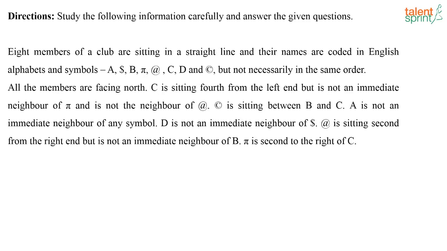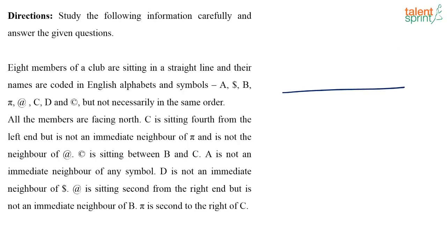Only thing that they have done here is, instead of giving names like A, B, C, D, E, F, they have given some people's names as A, B, C and so on, and some people's names as dollar, pi, at the rate of, that's all. So read this question, try out the arrangement and tell me if you are done. You have 8 members of a club sitting in a straight line and their names are coded in English alphabets and symbols. All the members are facing north.